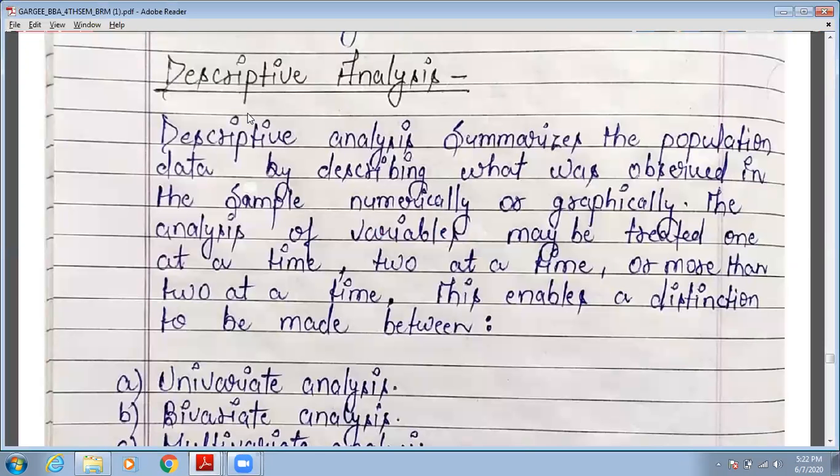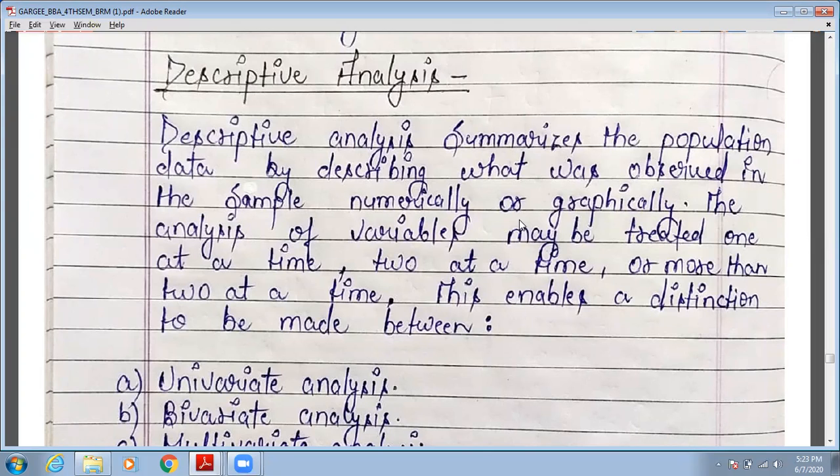So what is descriptive analysis? Descriptive analysis summarizes the population data by describing what was observed in the sample numerically or graphically. So descriptive analysis is basically that analysis of that process in which you summarize the data which you observe in numerical terms and you present that data numerically or graphically. Okay. The analysis of variable may be treated one at a time, two at a time, or more than two at a time. So you can analyze variables, one variable at a time, or two variables, or more than two variables at a time.